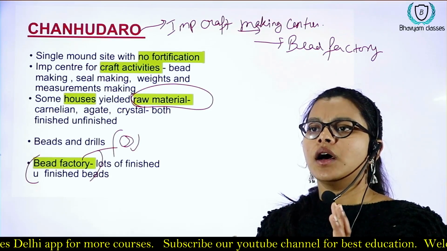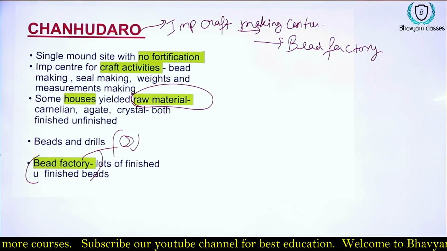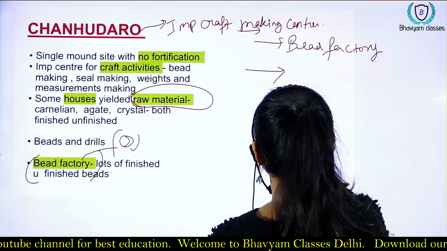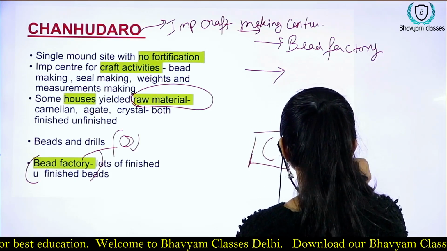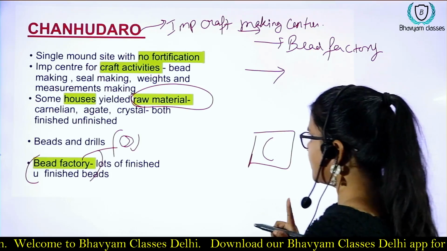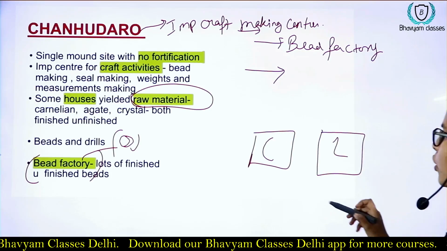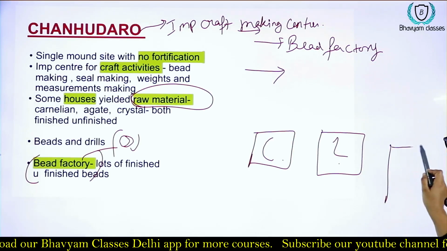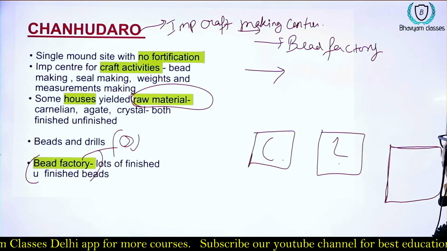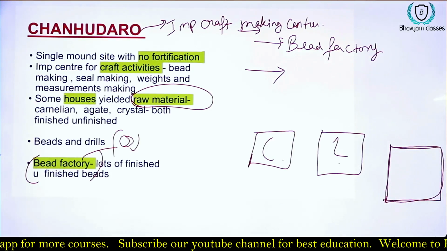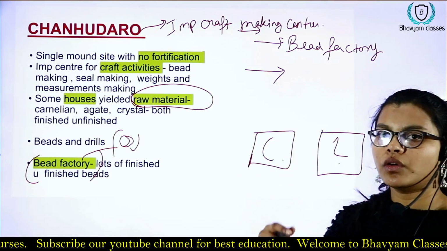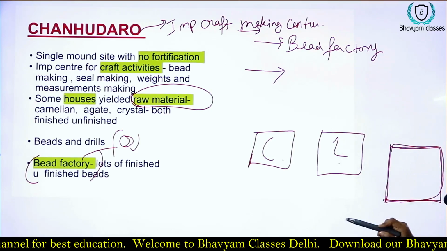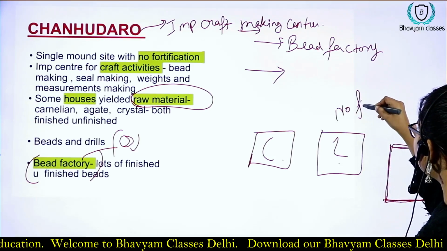From every particular house we have got the evidence of the raw material that was used to make the craft. Fine. So we find the evidence of bead making. As I told you, there was a citadel, there was a lower town. But in this site, we have not found the citadel or the lower town. Fine. We have just found one particular site. No fortification, no division, no upper town, no lower town, no citadel, just a settlement that was not fortified.